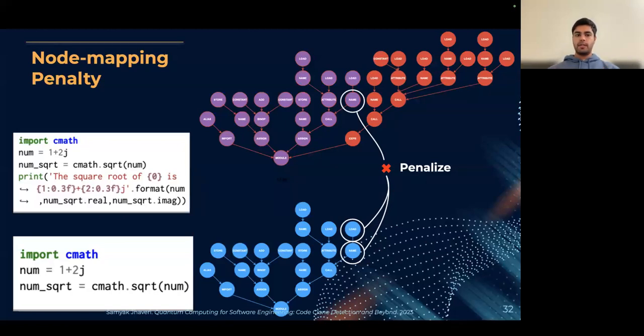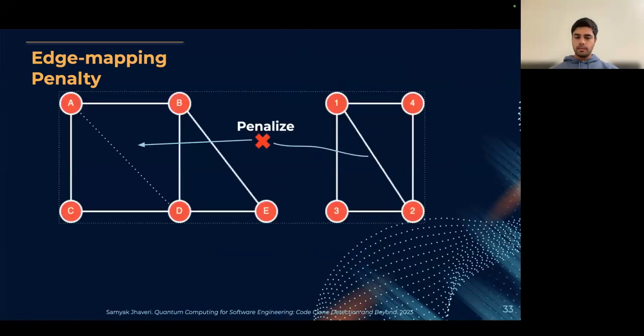We used two penalties for the initial formulation. The first one is the node mapping penalty. So here you can see a given code and its clone and the ASTs of that given piece of code. You can see here that whenever two nodes of G2 are mapped to the same node of G1, it violates the rules of injectivity. So essentially, the node mapping penalty penalizes any mapping from G2 to G1 that violates the rules of injectivity.